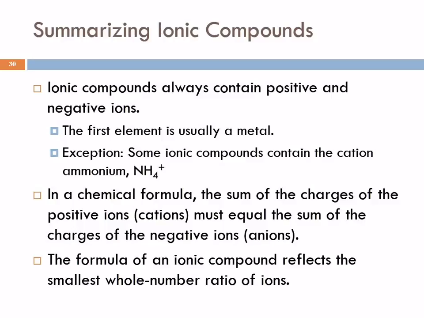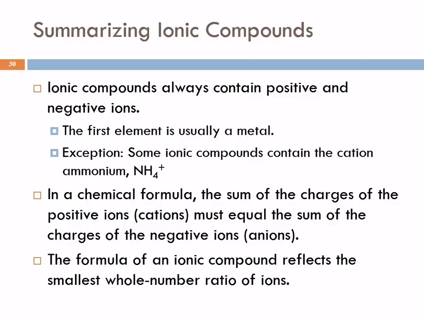Ionic compounds always have a positive and a negative ion. Otherwise, they're not going to stick together because like charges repel each other. And so if you had all negative ions, they're just going to fly apart. You need positives and negatives to attract. The first element is usually a metal. Metals are the ones that form positive ions.